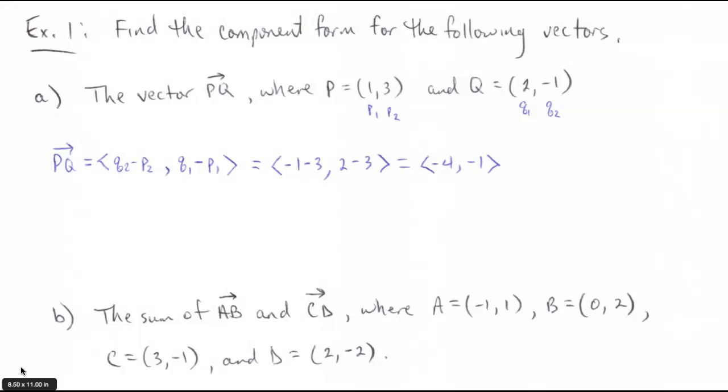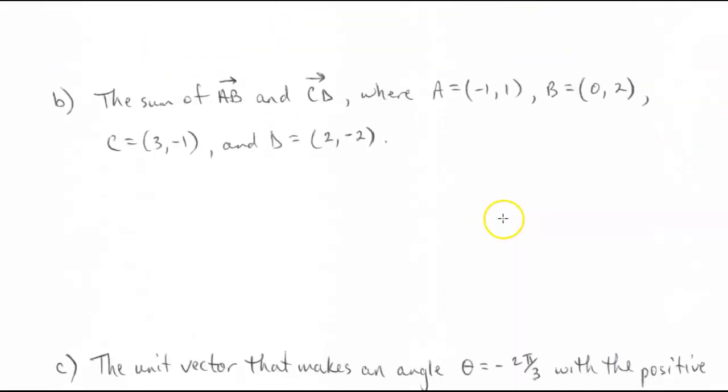And of course, to build these vectors, we simply take the difference of the last point minus the first point's components. So we just take the difference in the x values for Q minus P, and the difference in the y values for Q minus P here. And so when we do that, we end up getting the vector in component form of <-4, -1>. And so we'll do a similar sort of thing with the other examples in this one.